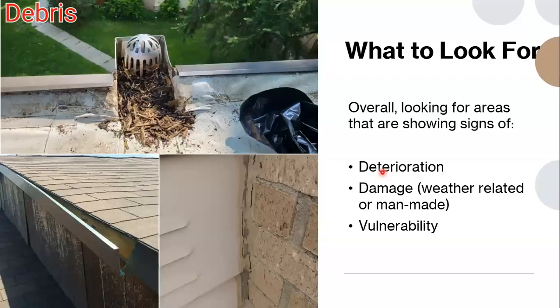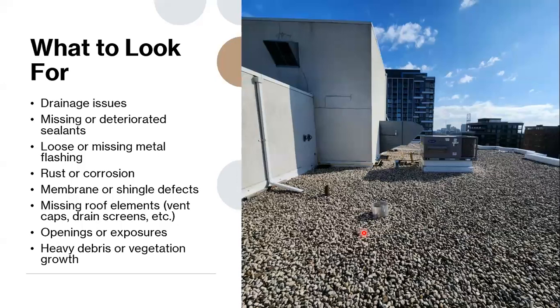So overall, looking at various maintenance items, high level, what you want to be looking for are any signs of deterioration, any damages, whether they're weather related or man-made, and any vulnerability. What that boils down to a lot is any waterproofing concerns, any hazards or safety concerns, or any drainage issues. A bit more of a comprehensive list here. Again, situations are going to depend on the building and roof type, but these are primarily the concerns that you would be looking for.